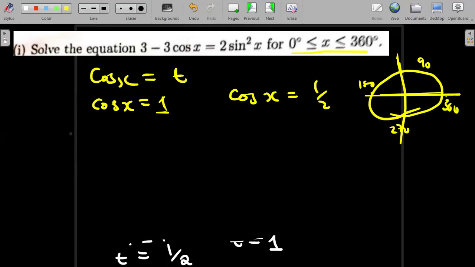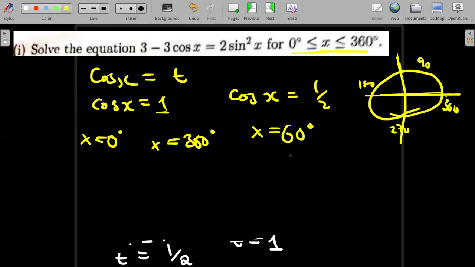So where cos x is equal to 1? Cos x is equal to 1 when x is 0. So when x is 0 degrees, cosine is equal to 1. And when x is equal to 360 degrees, cosine is also equal to 1. Then I check when cos x is equal to half. From your special angles, cos 60 gives you half. So you know that x here is going to be 60.